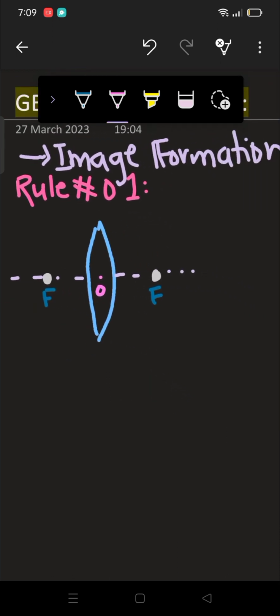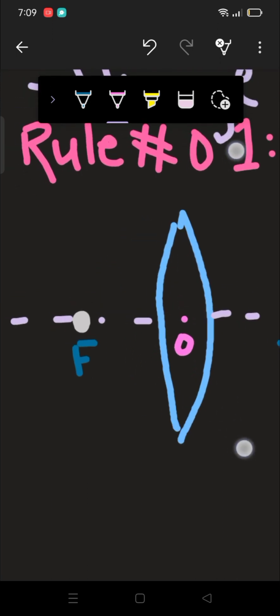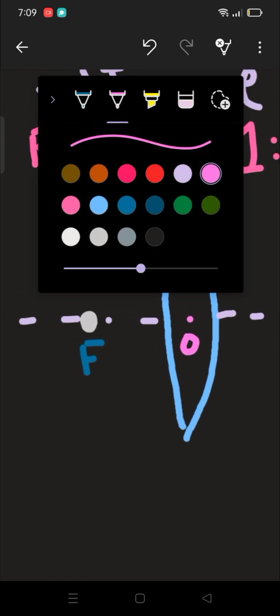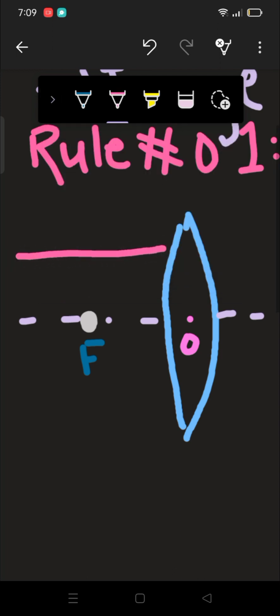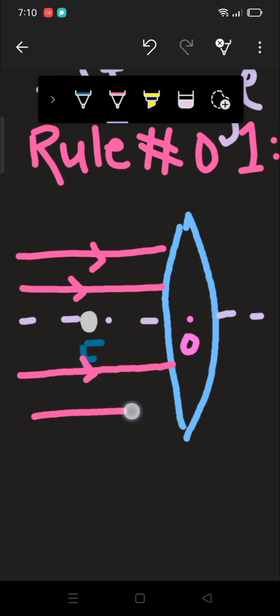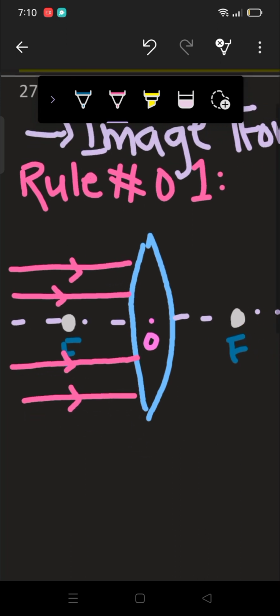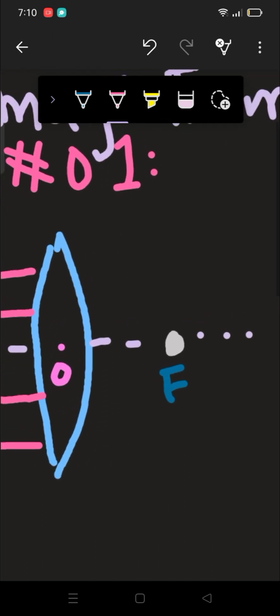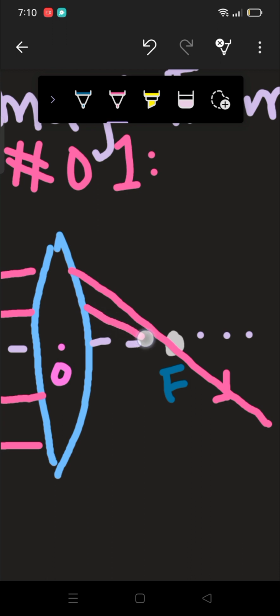The light rays coming parallel to the principal axis. So here I am going to make the light rays. So basically these are coming parallel to the principal axis. Alright, they will go from the focal point after reflection. Like after reflection, they'll always go from the focal point.